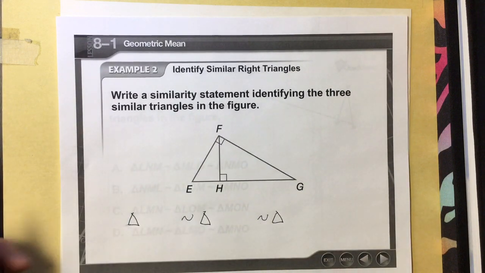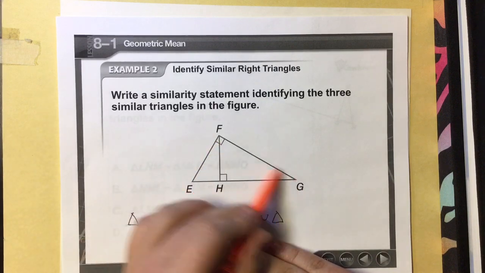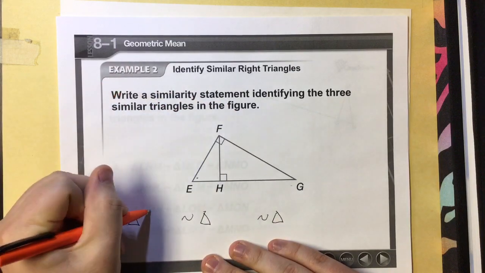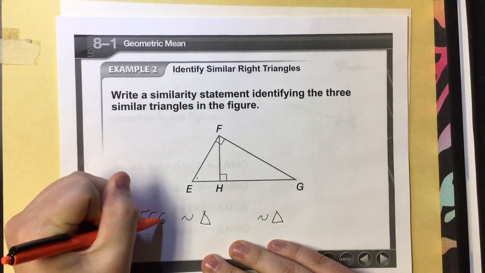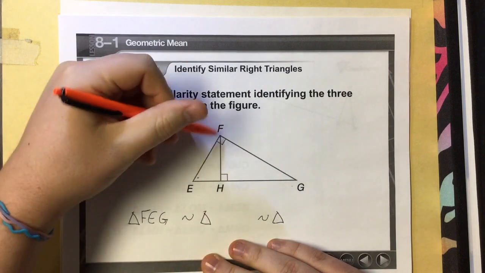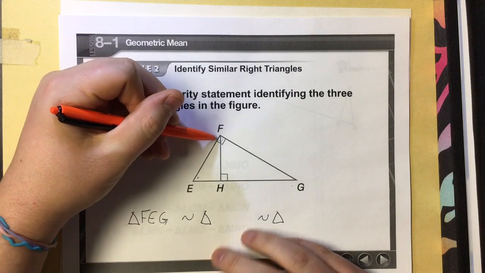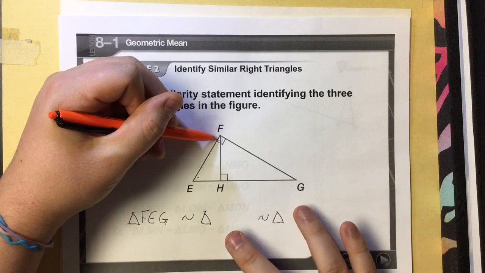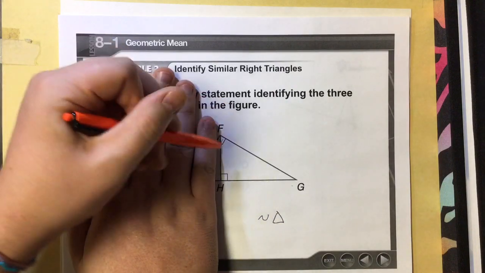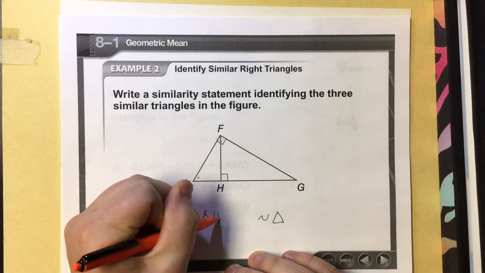So I need to name my three triangles. If I start with my big triangle first, the whole picture, I'll just do FEG. So I started on, for the big triangle, I started on the right angle, FEG. So that means for my other two triangles, they need to start on their right angle. If I look at just the middle-sized triangle, it's this one here. The right angle is H, so H has to come first.